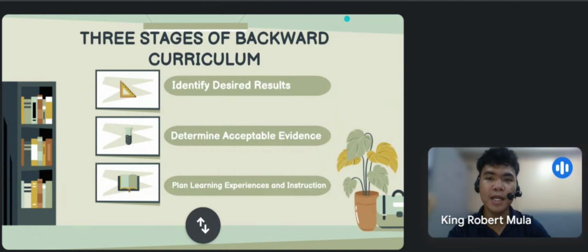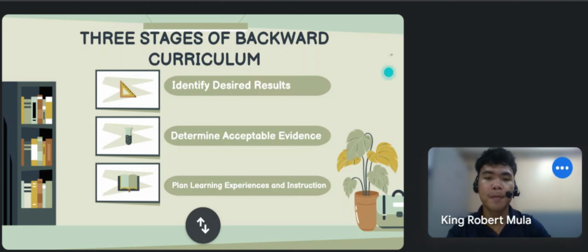Backward curriculum design consists of three key stages. One, identifying the desired results: what do we want the students to achieve? Two, determine acceptable evidence: how will we know if they have achieved it? And lastly, plan learning experiences and instruction: what activities will get them there? We'll go through each stage at a surface level so we can have examples for making a lesson plan.